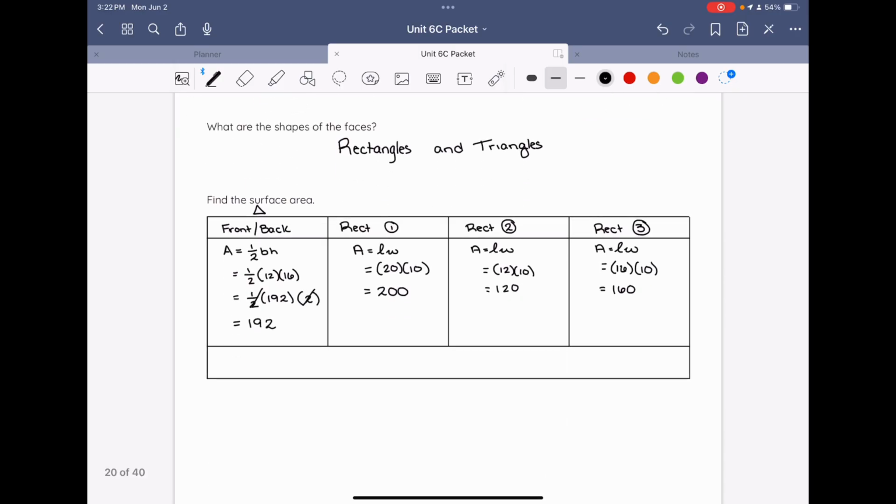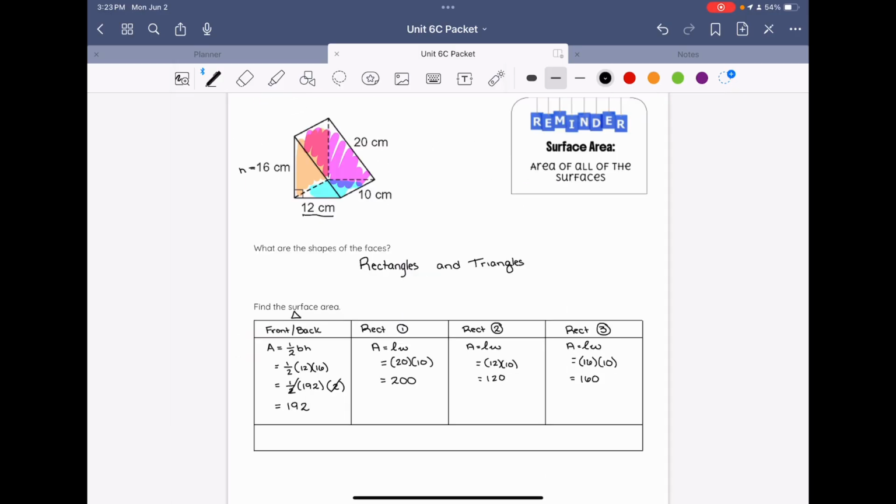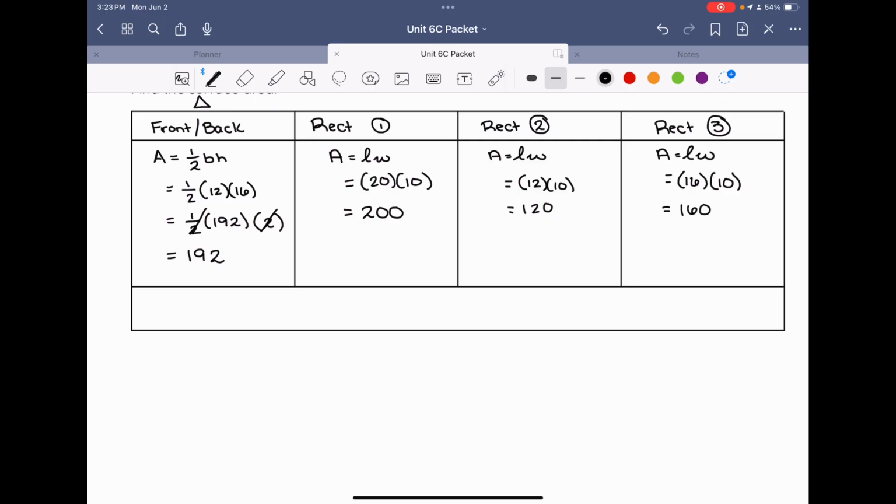Last but not least, I'm going to add everything up. So the total surface area would be 192 plus 200 plus 120 plus 160, for a total of 752 centimeters squared.